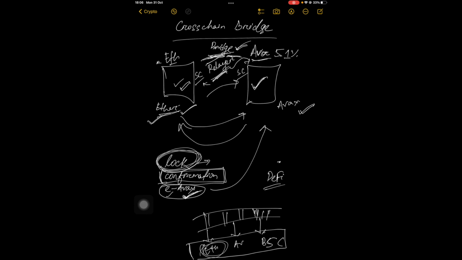But yes, this is usually the mechanism by which a bridge works: locking in one ecosystem and getting the corresponding amount of tokens in the other ecosystem.